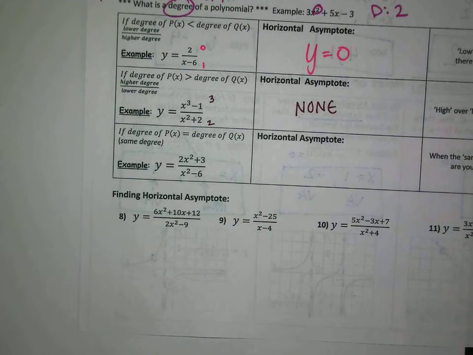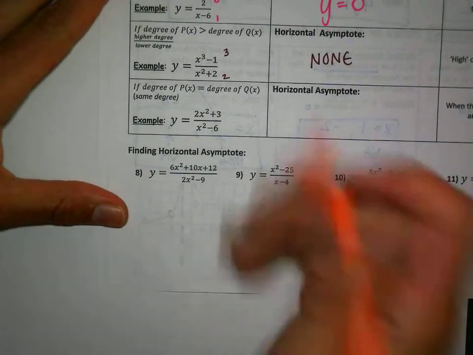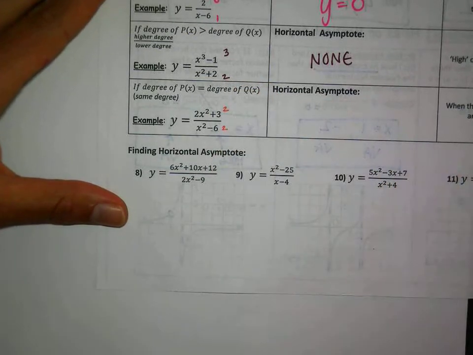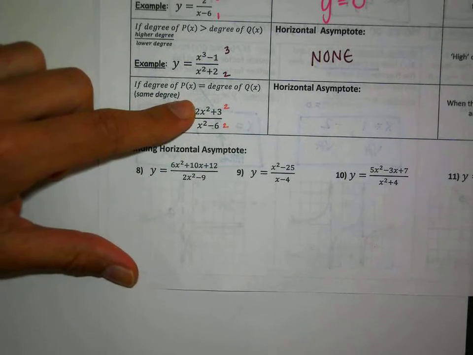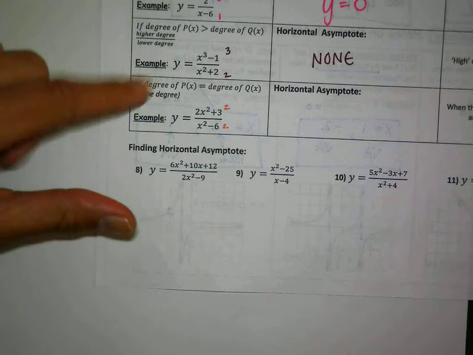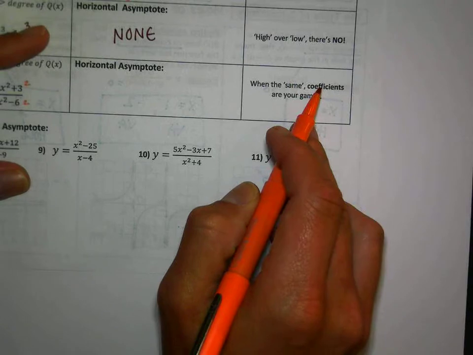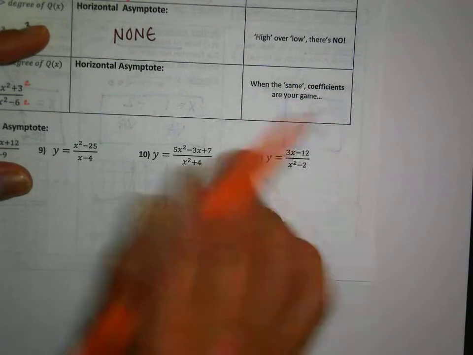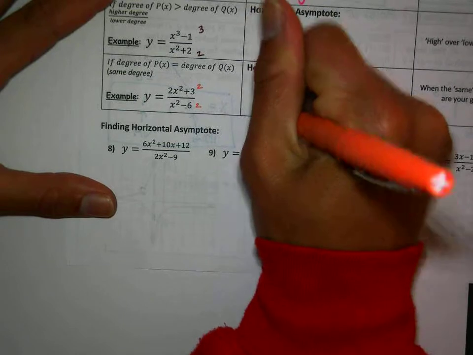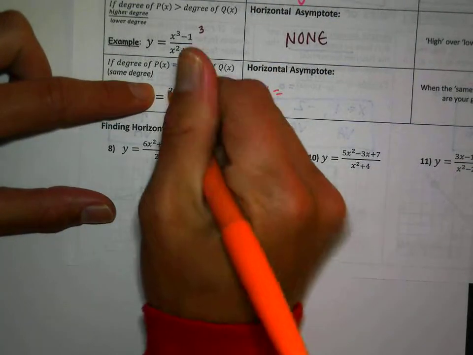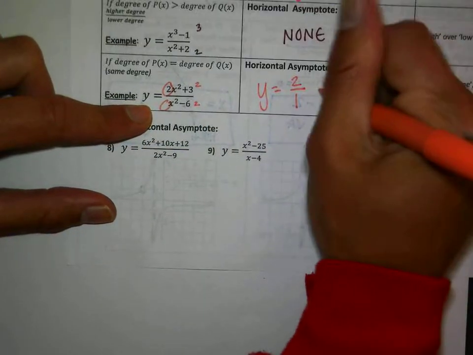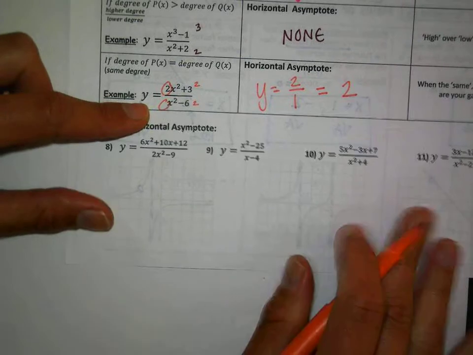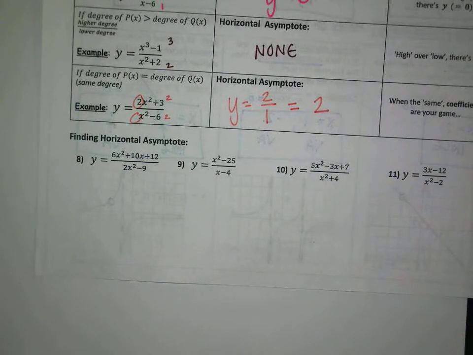And then the last one. Your degree on the last one is 2 and 2. The degree on top is 2, the degree on the bottom is 2, so it's the same degree. When the same, coefficients are your game. So we have to look at the coefficients. What is the coefficient of the top? 2. What's the coefficient of the bottom? 1. What is 2 divided by 1? 2. So your horizontal asymptote is y equals 2.